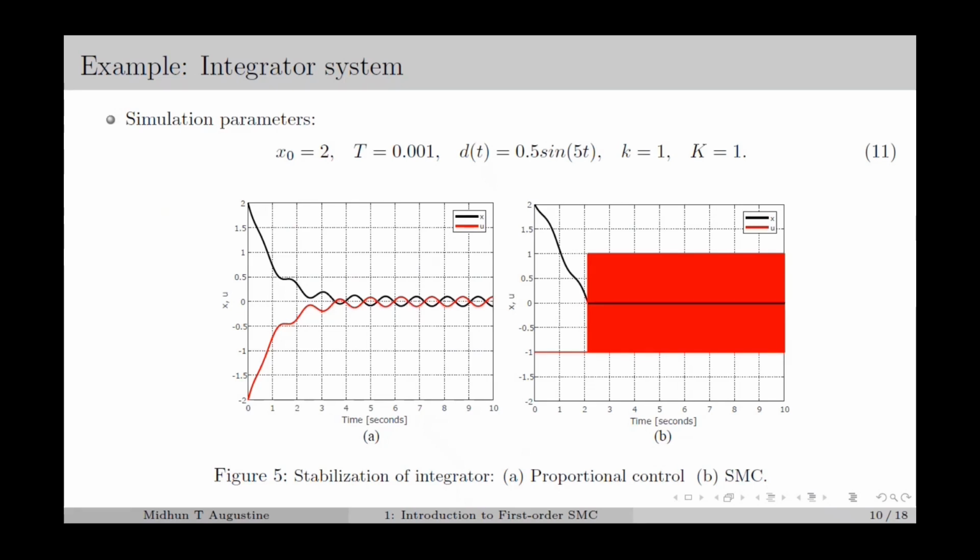Now for SMC, we can see the state starting from the initial value, which is 2, and converging to 0. Here the control input starts from minus 1, and as the state crosses 0, the control input switches between minus 1 and plus 1 at a high frequency, which maintains the state approximately at 0. Theoretically, we can have infinite switching frequency in continuous time implementation. Therefore, we can maintain the state exactly at 0.